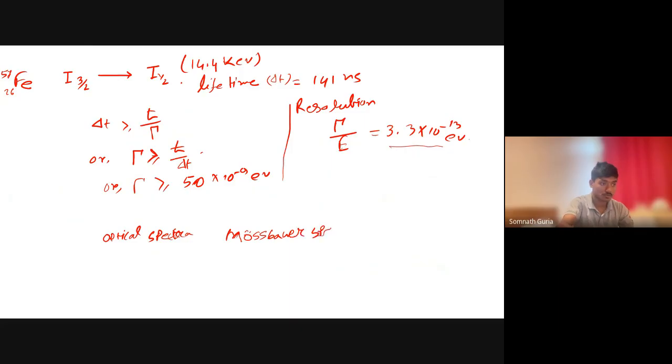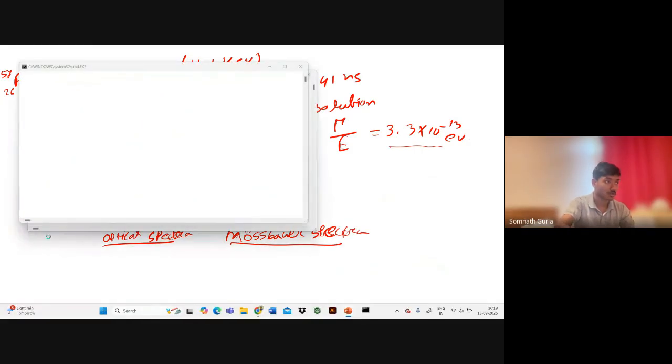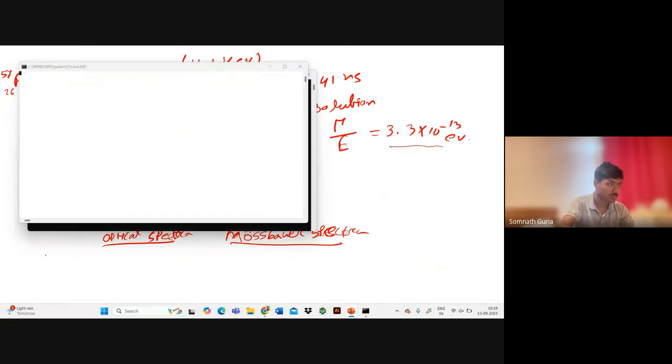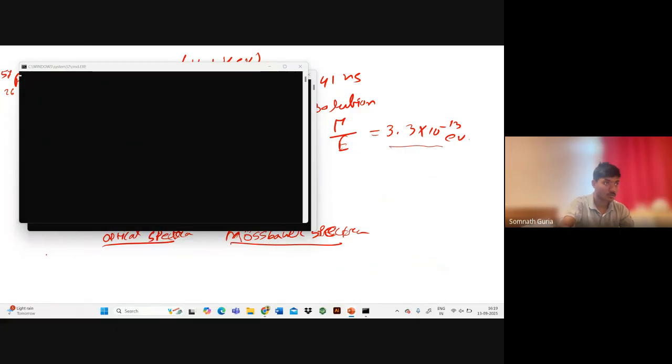Mossbauer spectra. Here are all the parameters. The gamma value is around 10 to the minus 8 order. This gamma value is around 10 to the minus 9 order. It's nearly similar. But the energy is a huge difference.